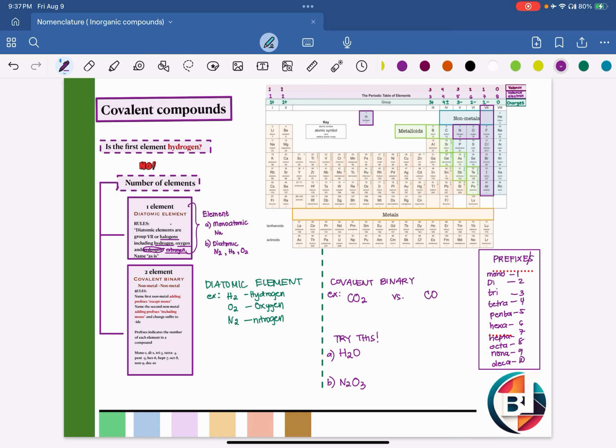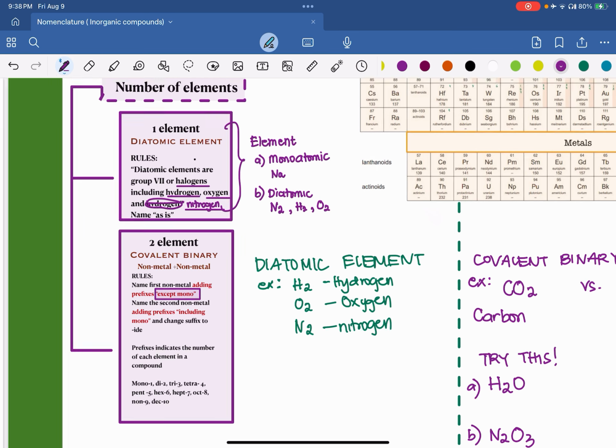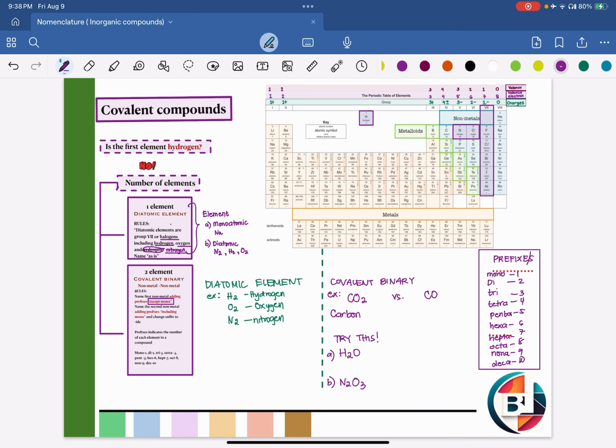Next, the second nonmetal would be changed into IDE, plus adding prefixes again. So for covalent compounds, prefixes matter. Let's have the first example. I will name this one carbon. How many carbon do we have? We only have 1. Should we use mono? According to the rule, if the first nonmetal has 1, you cannot use mono. Mono can only be utilized in the second name. So in this case, you just need to name it as carbon.